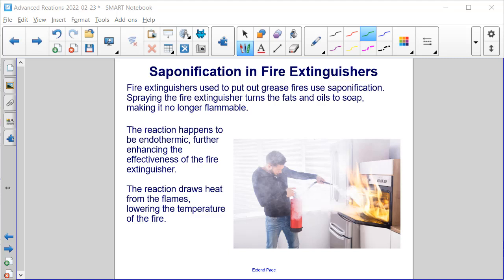Saponification is also used in fire extinguishers. Fire extinguishers used to put out grease fires are using this saponification process. Spraying the fire extinguisher turns the fats and oils in the grease to soap, making it no longer flammable. The reaction happens to be endothermic, further enhancing the effectiveness of the fire extinguisher. The reaction draws heat from the flames, lowering the temperature of the fire.